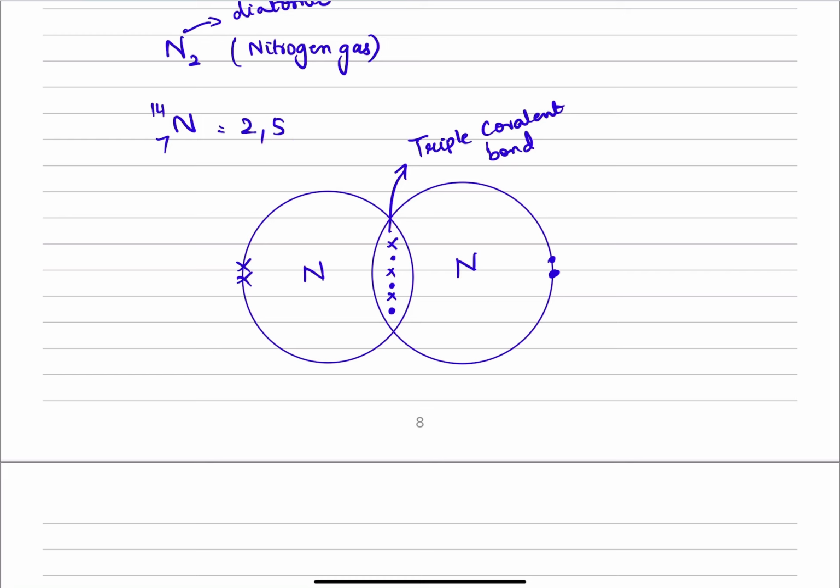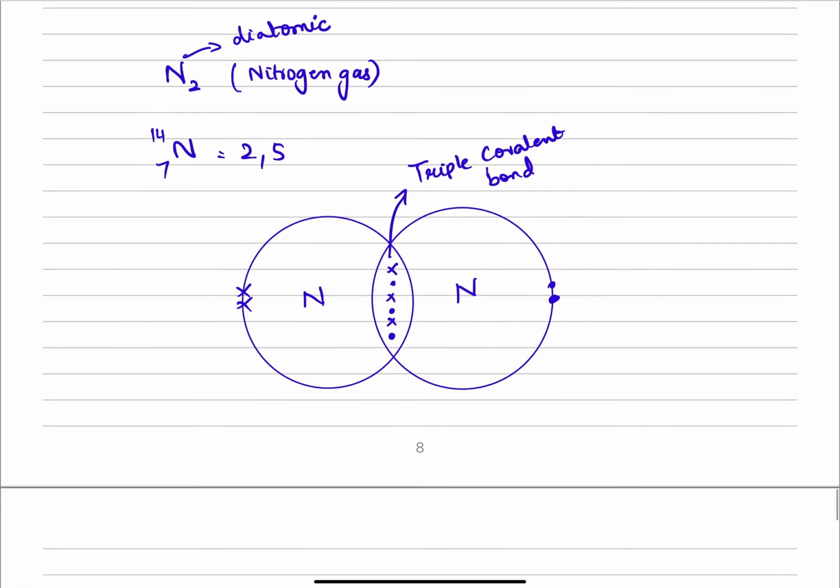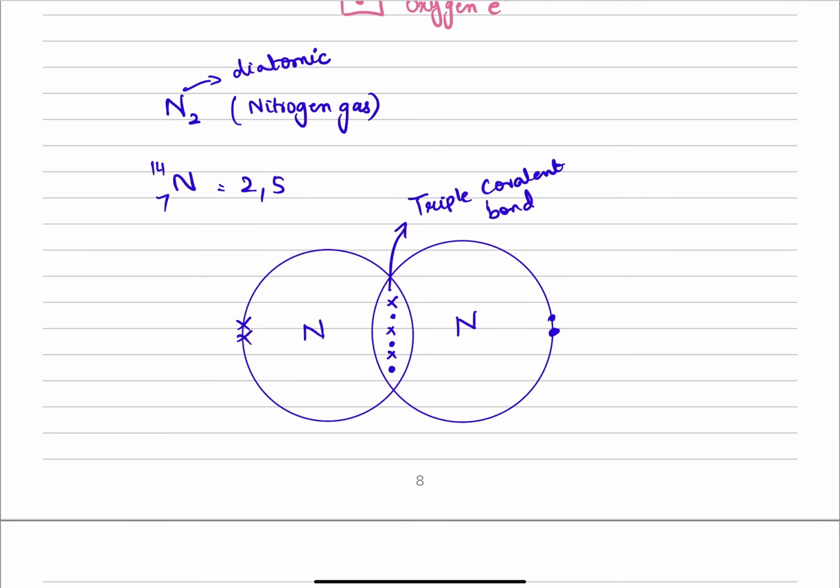So this is it for today's video of all the dot and cross diagrams we have made. In the next video, we're going to discuss the properties of these covalent molecules.